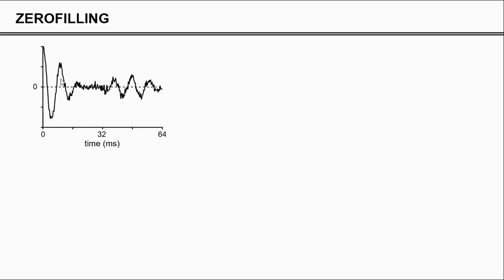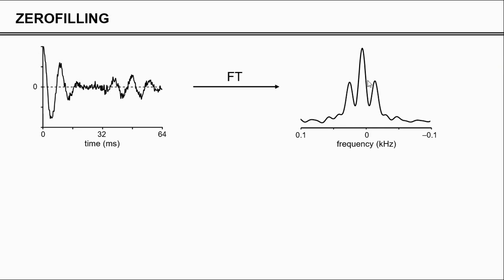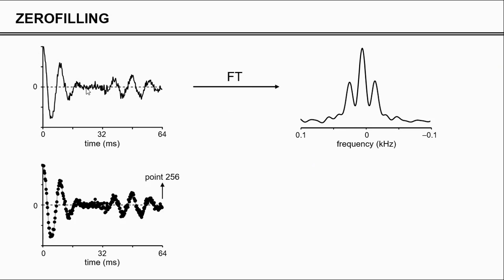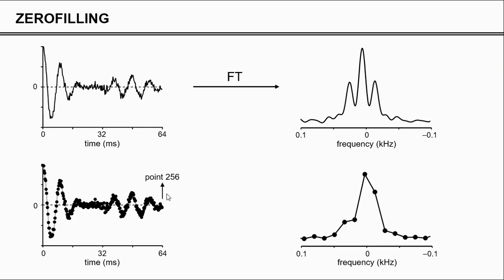So let's say that we have a continuous free induction decay over 64 milliseconds. Fourier transformation gives us a spectrum like this. Now, of course, we are in the digital domain, so instead of having a continuous signal, it needs to be digitized. In this case, we digitize 256 points over 64 milliseconds. Fourier transformation, digital Fourier transformation, gives us this spectrum. It doesn't look quite the same, even though we have satisfied the Nyquist sampling frequency completely.